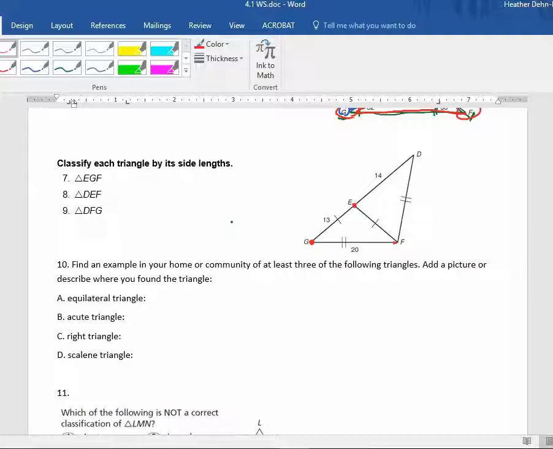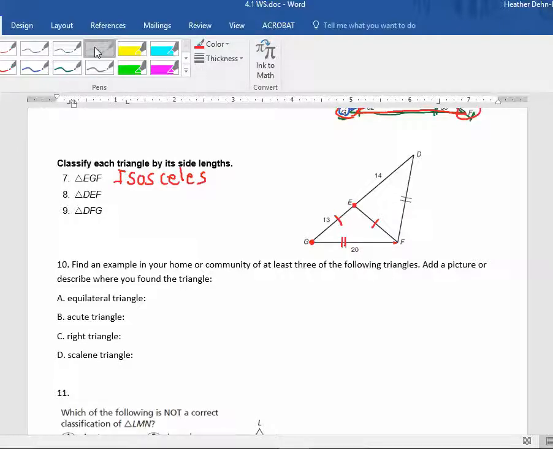Now, to determine whether it's isosceles, equilateral, or scalene, look at how the side lengths are marked. We have that EG is marked with 1 little tick mark, and EF is also marked with 1 tick mark. That means that these are congruent segments. Then the bottom one, GF, is marked with 2 tick marks, so it is not congruent to either of those. So this first one would be isosceles, because it has 2 congruent sides.